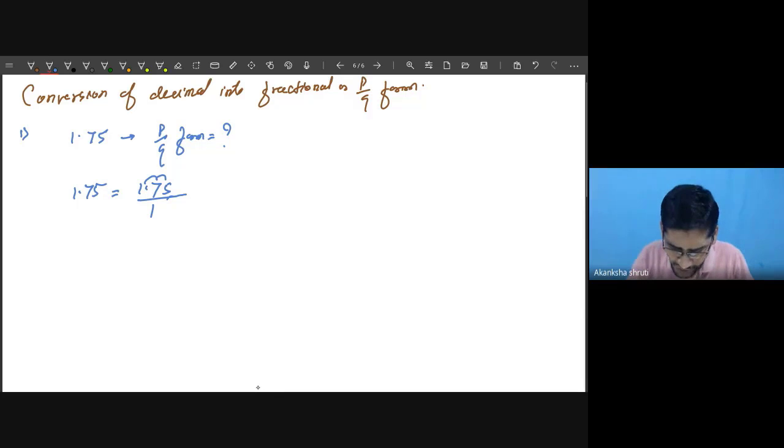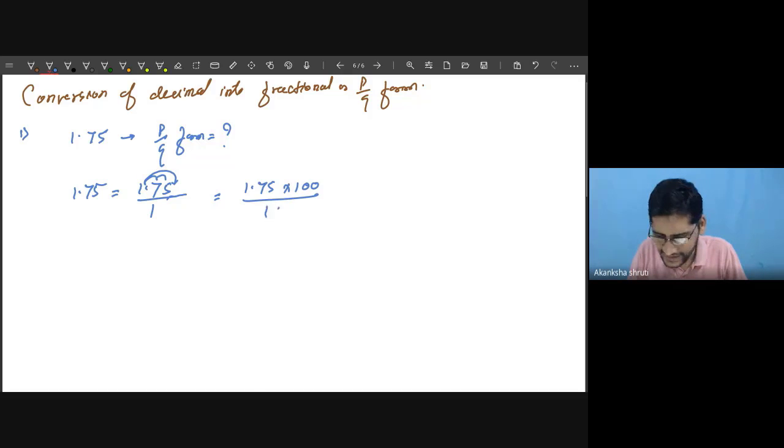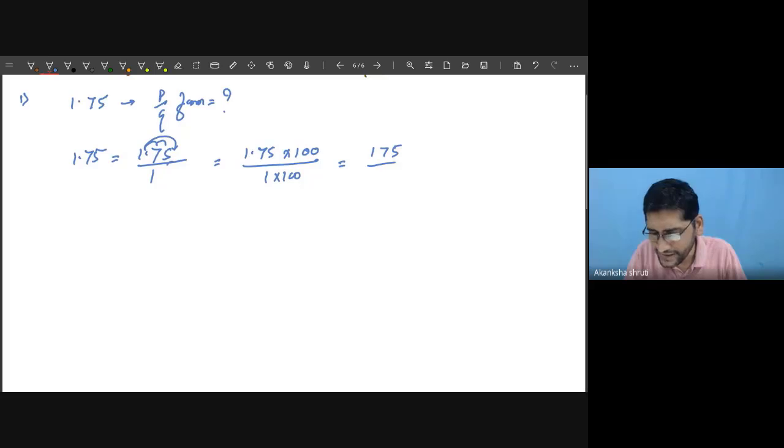So after 2 positions we want to keep this decimal here. Okay? Therefore, what we need to do is multiply 1.75 by 100, and the denominator also by 100. So we can directly write this as 175 divided by 100. Okay. Now we can cancel it.